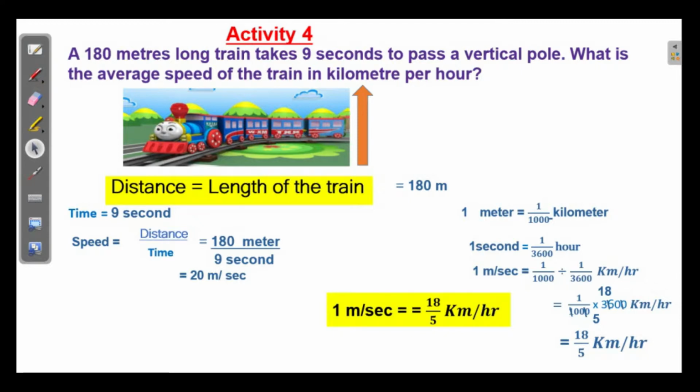kilometer per hour. So we can apply that here 20 meter per second. In the place of meter per second, we can write 18 by 5 kilometer per hour. So this is equal to simplifying 20 and 5 4 times. Then 4 into 18 is equal to 72 kilometer per hour. In competitive exams, children learn that 10 meter per second is equal to 36 kilometer per hour. Half of this. 20 meter per second is equal to 72 kilometer per hour and so on.